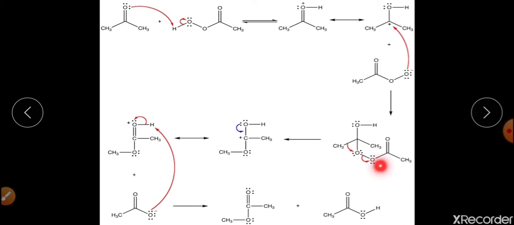And finally what will happen is that the acetate ion which is eliminated in this step will now abstract the proton from this particular species, and this species will get converted into your ester, and this is your ester and this is your acetic acid. So this is the formation of ester from acetone by using peracetic acid, in which acetic acid is eliminated and formation of ester takes place, right?